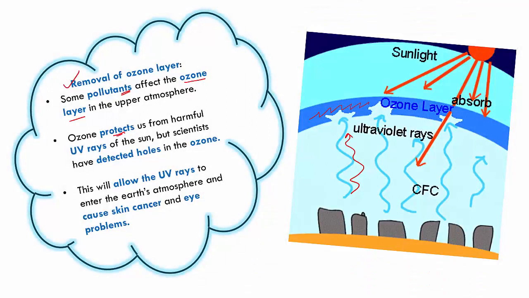Now, this ozone protects us from the harmful UV rays of the sun. But scientists have detected there are certain holes in the ozone because of which this UV light of the sun is able to enter into our atmosphere. And once it enters, it can cause some serious disorders like skin cancer and eye problems. So it's not something very ignorable. These are major issues of the environment which we have to tackle as good citizens.